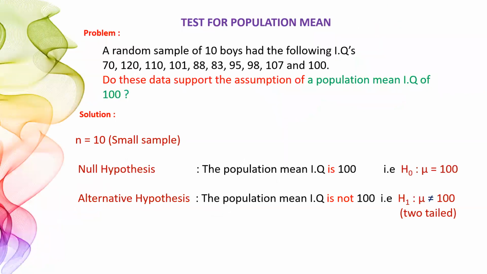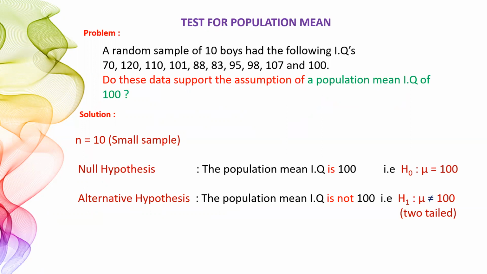So next we'll see one problem regarding test for population mean. The problem goes like this. A random sample of 10 boys had the following IQs. The values are 70, 120, 110, 101, 88, 83, 95, 98, 107 and 100. The question here is, do these data support the assumption of a population mean IQ of 100?